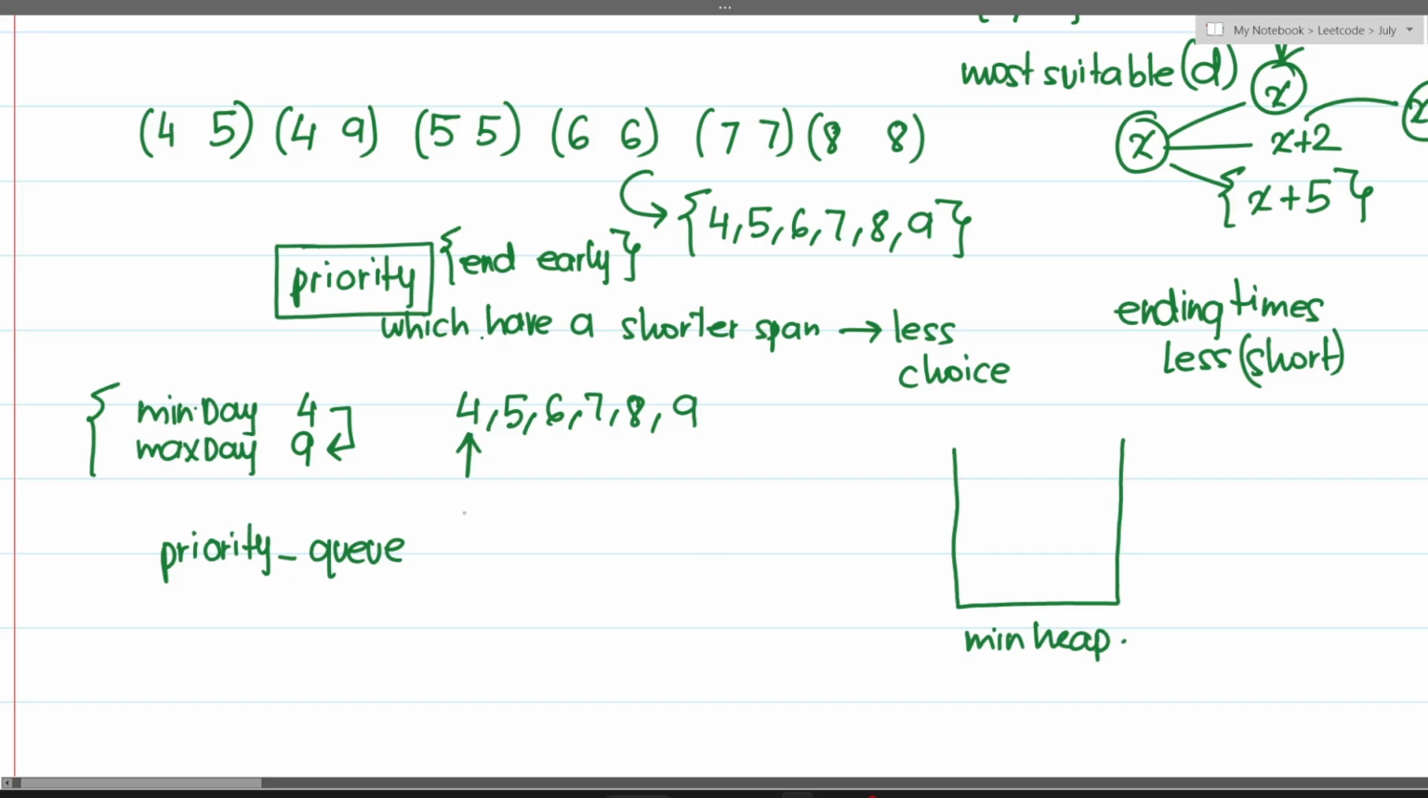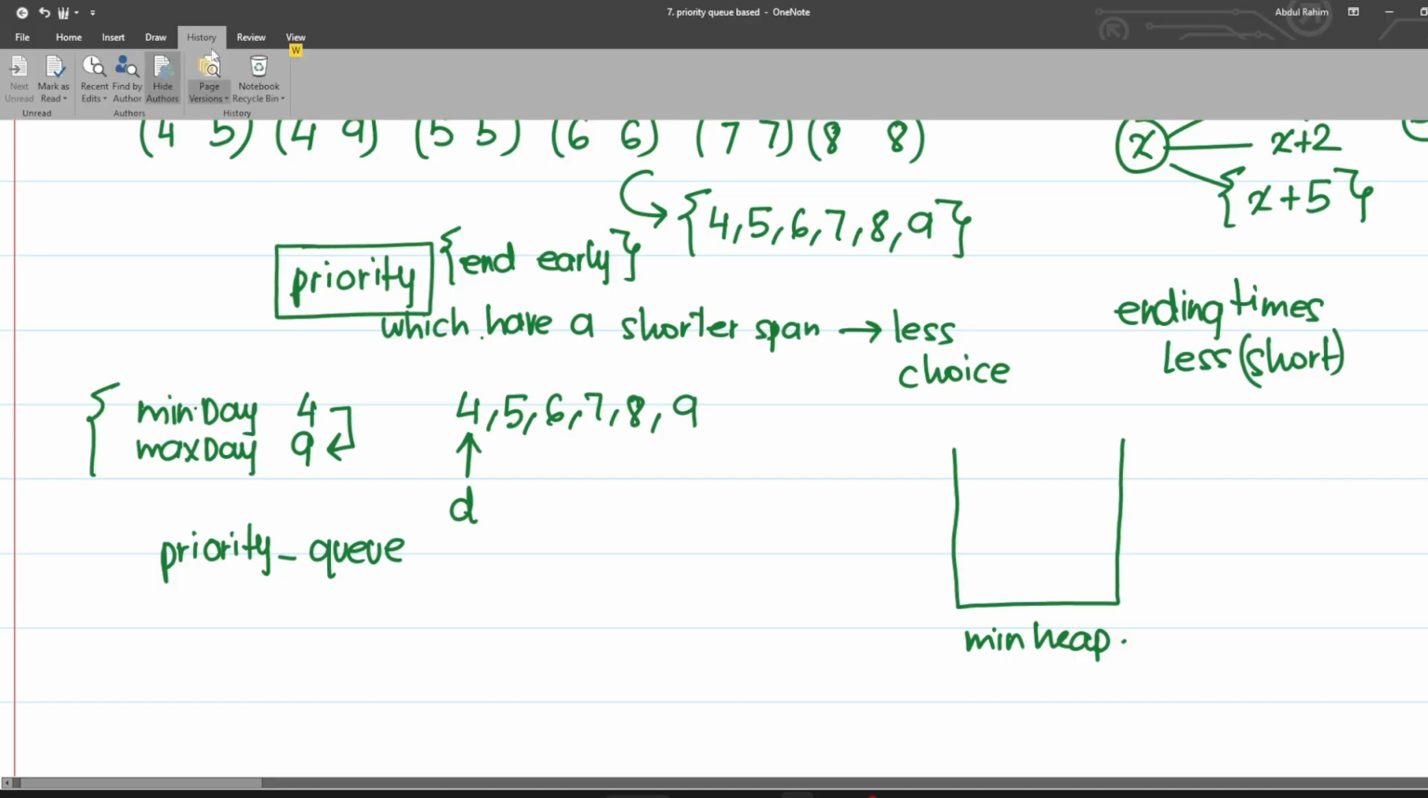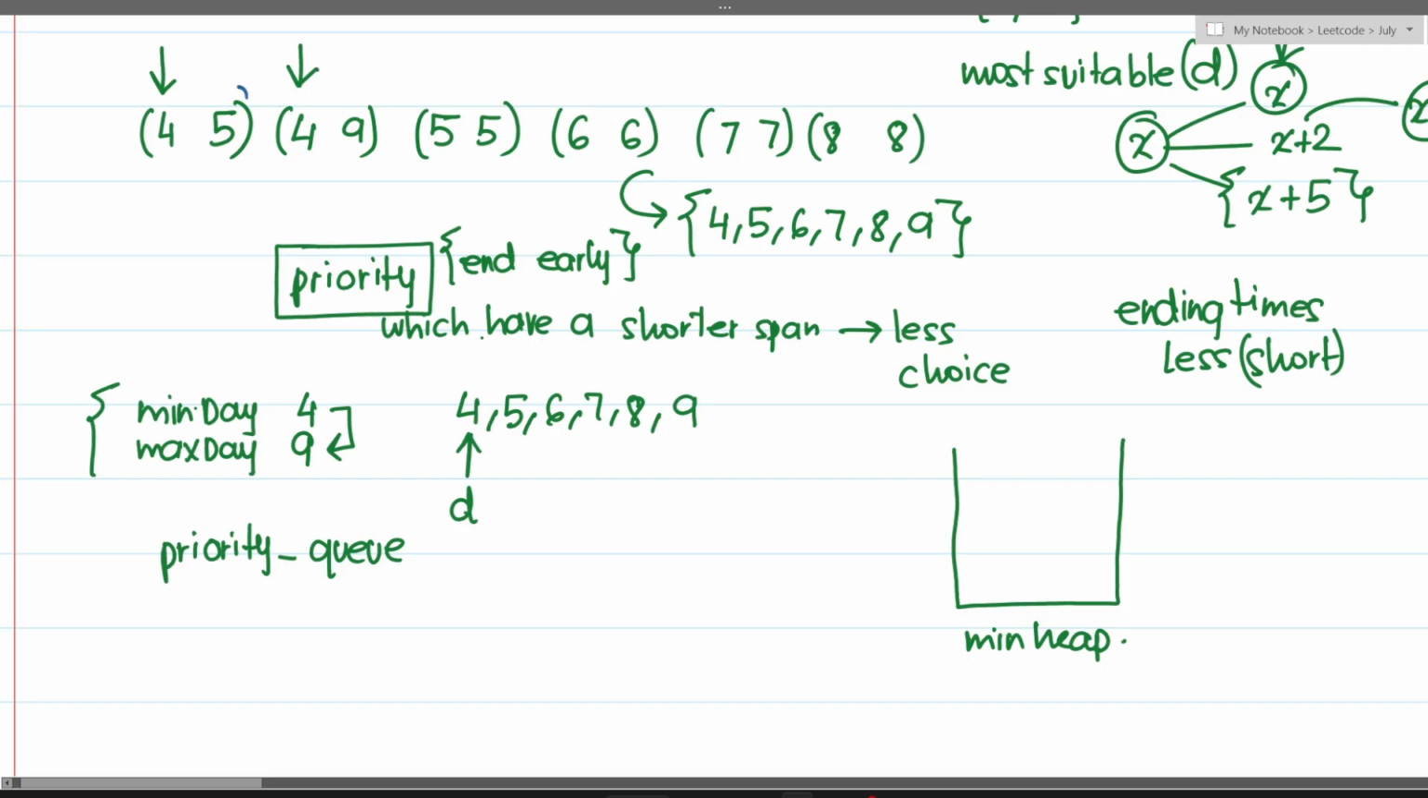Now, let's say this is a D pointer, it tells me what day it is currently. Now you see, when you are at day 4, you can attend this event as well and this event as well. So what I will do is I will push their ending days into the minimum heap. So I will push 9 over here and I will push 5 over here. Right. Now, when I see this particular day, since I'm at day 4, I obviously cannot attend this event. Alright, perfect. So this is step 1.